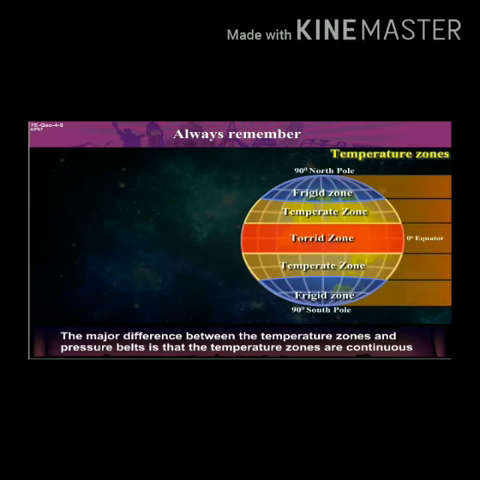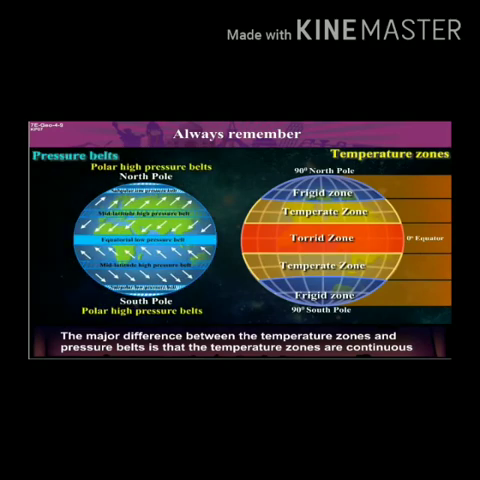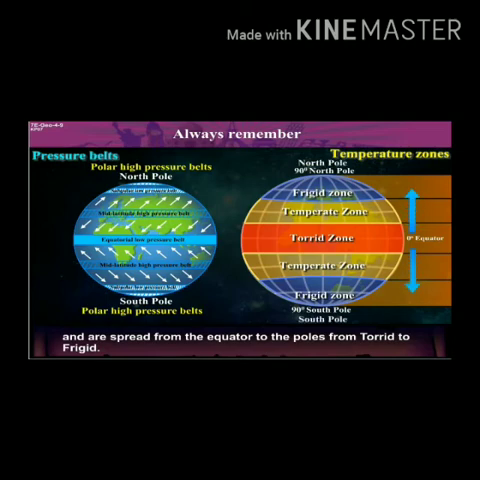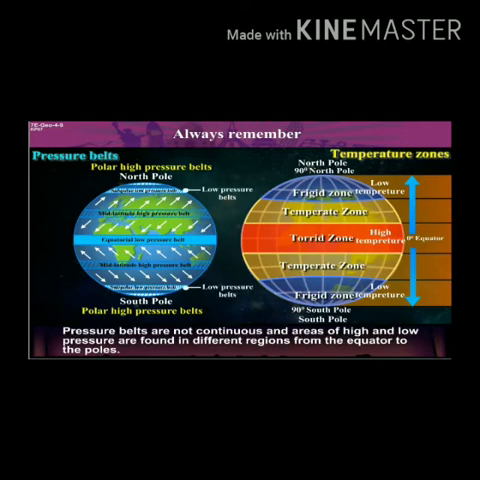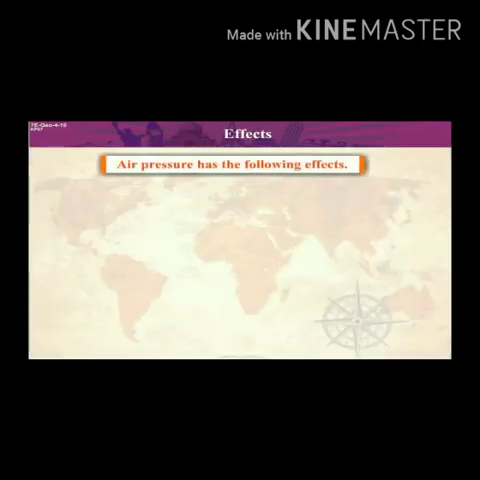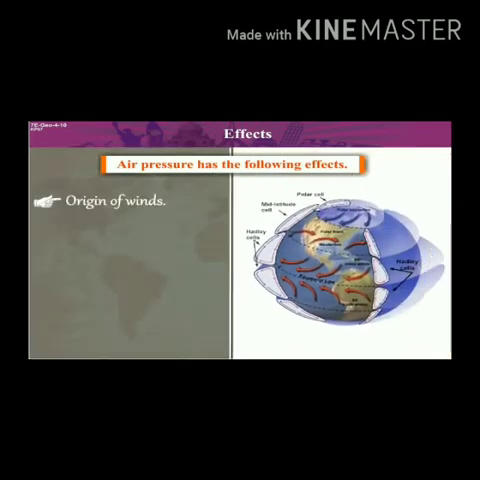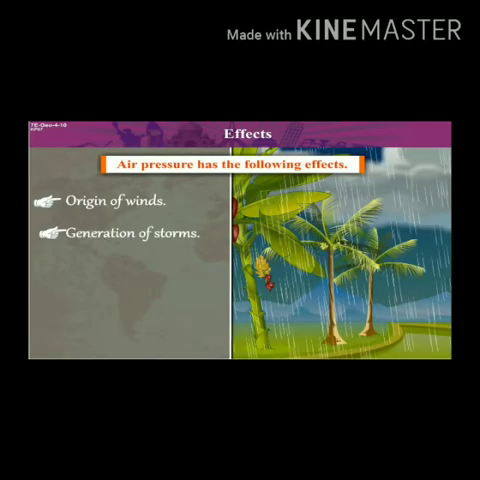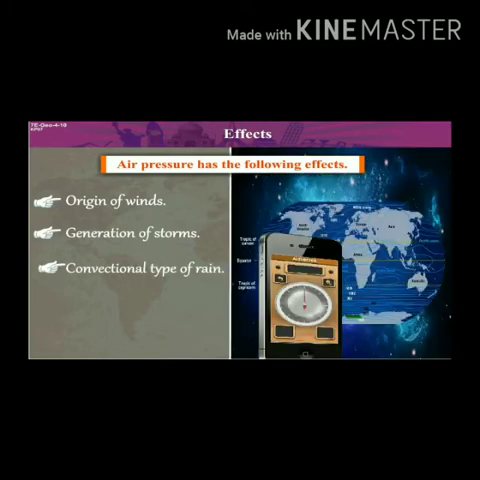Remember, the major difference between the temperature zones and pressure belts is that the temperature zones are continuous and spread from the equator to the poles, from torrid to frigid. Pressure belts are not continuous, and areas of high and low pressure are found in different regions from the equator to the poles. What are the effects? Air pressure has the following effects: origin of winds, generation of storms, convectional type of rain.